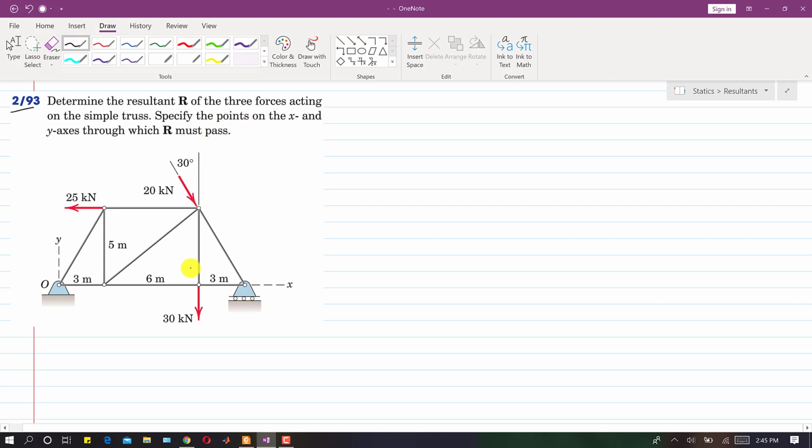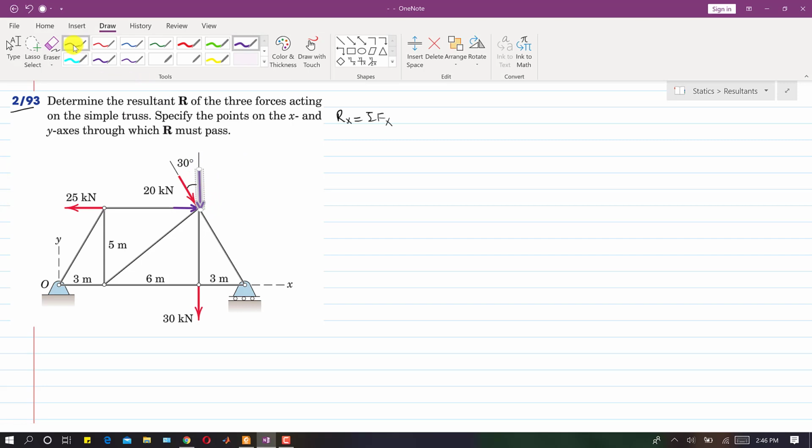So we need to determine the x and y intercept where the line of action of that resultant will pass, right? First we will find the resultant magnitude. First I will find the Rx component of the resultant, which is equal to the summation of all forces along x. As this force is making 30 degrees with the vertical, first I will resolve this force into its components, right? So this will be the horizontal component, the sine component, and this will be the cos component.